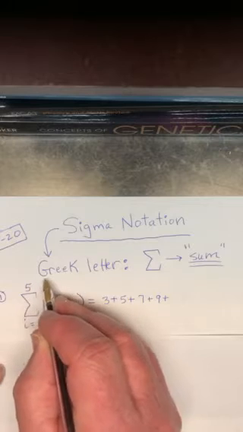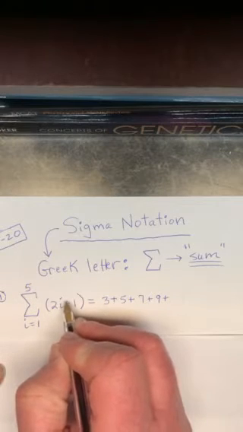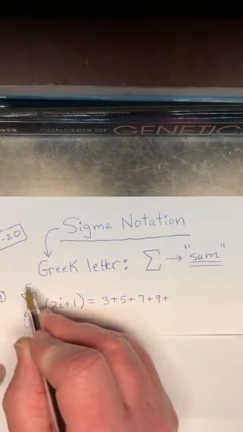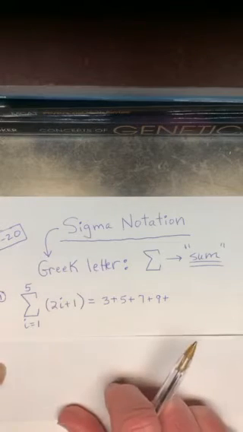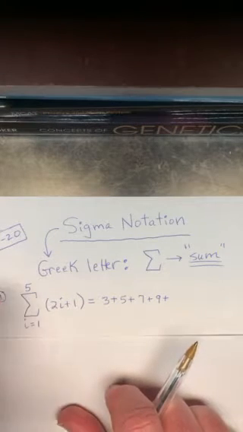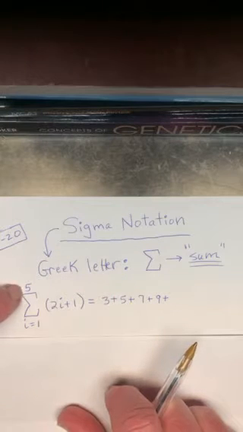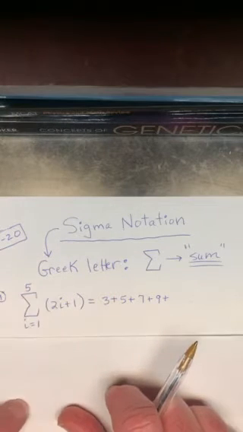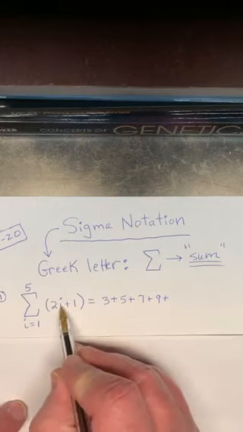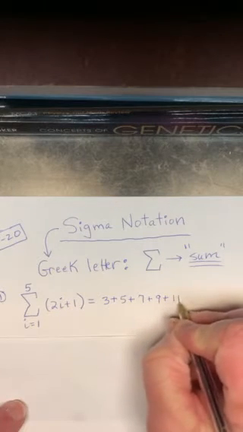Oh, and this will be the last number I plug in because it's the number at the top of my Greek letter sigma. I start with the number on the bottom. I keep plugging in numbers until I finally plug the number in at the top. So if I do indeed plug that 5 in, of course, 2 times 5 is 10, plus 1 is 11.